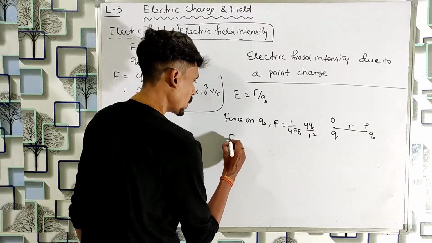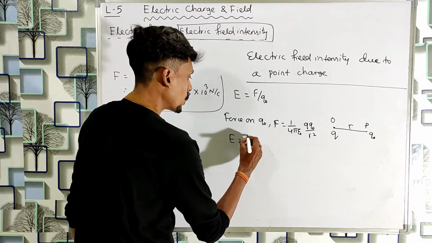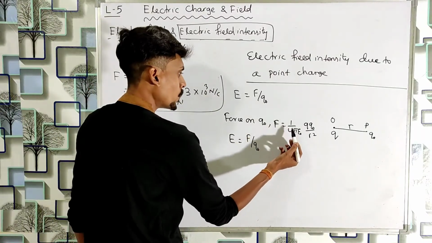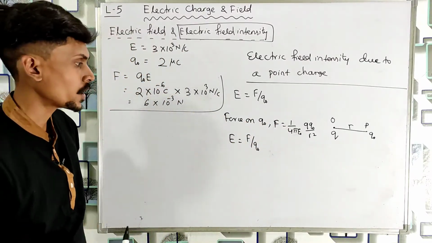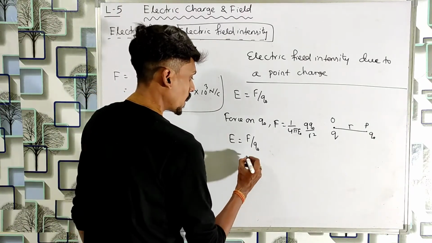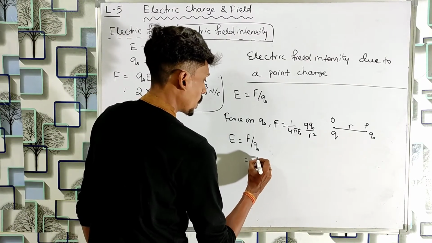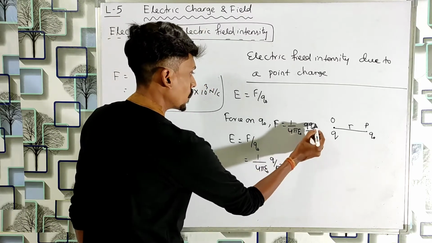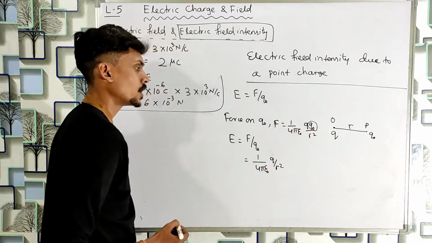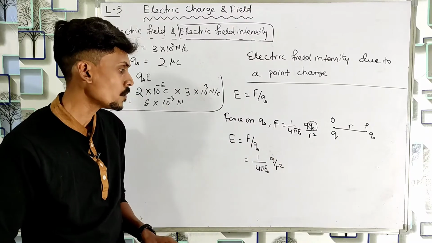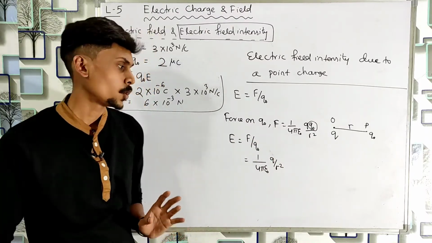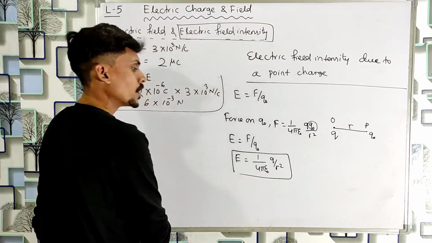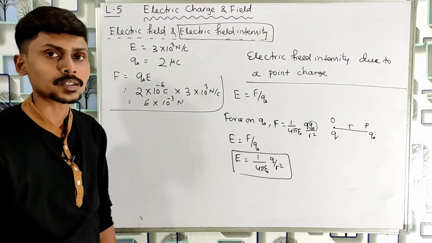Then what is electric field intensity? Force per unit positive charge, F by Q naught. So if F equal to 1 by 4 pi epsilon naught Q Q naught by R square, then F by Q naught will be 1 by 4 pi epsilon naught Q by R square. Take this Q naught to the left side, it will be divided here. So F by Q naught will be 1 by 4 pi epsilon naught Q by R square. And this is the formula to calculate the electric field intensity due to a point charge.